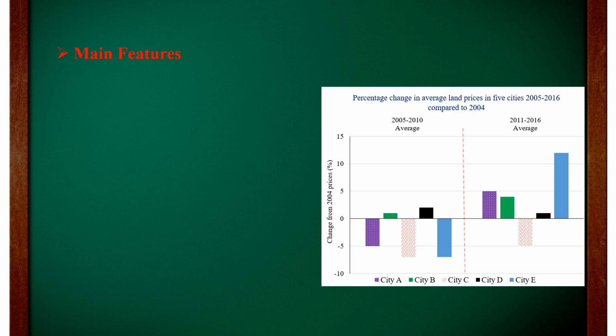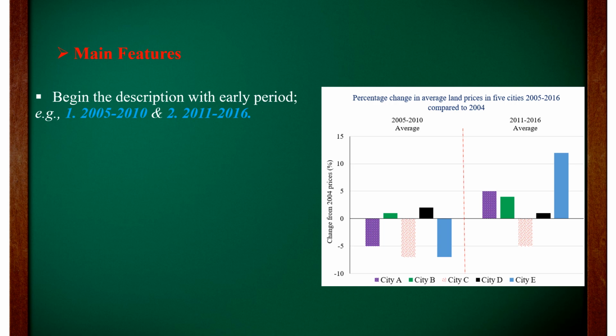Next, main feature. Here are some strategies to deal with a bar chart with movement data. First, you should begin your description with the early period before proceeding to the next one. In the exercise, I first describe the 2005 to 2010 period and then the 2011 to 2013 period. Second, you should identify grouping and exception.